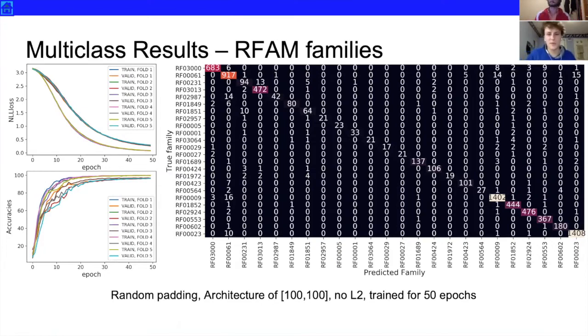Okay, so for the multi-class results, using the same data set of the 24 RFAM families, we first needed to make some architectural changes to accommodate the multi-class setting. So the first thing is we changed the loss value. Instead of the binary cross-entropy loss, we're now using the negative log likelihood loss, which is NLL loss, you can see here.